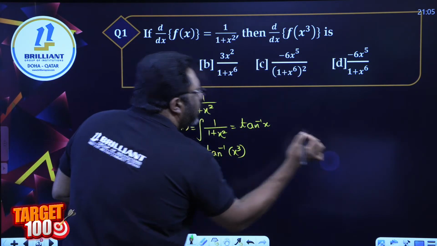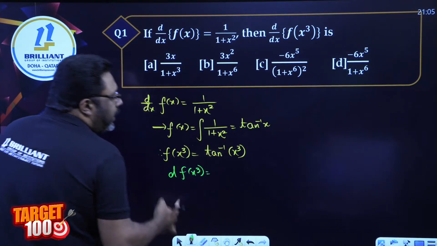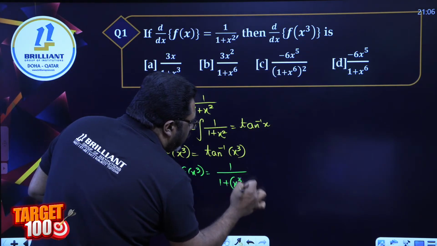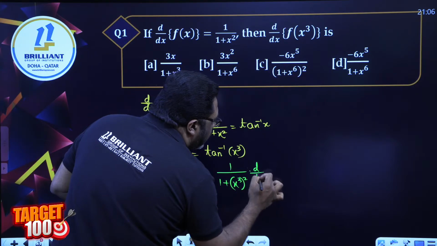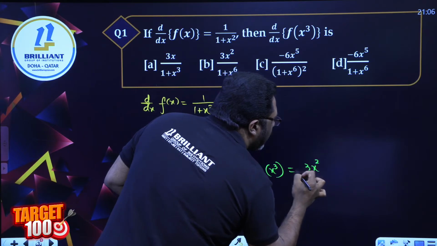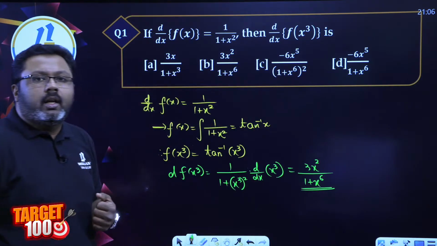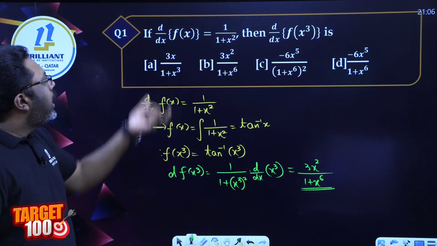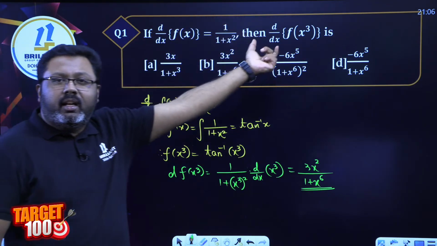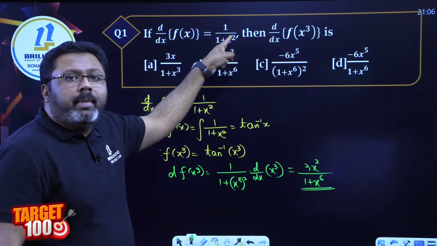Now I want to find the derivative of f of x cube. So the derivative of tan inverse x cube is 1 by 1 plus x cube squared into the derivative of x cube. The final answer: 3x squared by 1 plus x raised to 6. Once again, the idea for this question is, I needed to know what was f of x, so I applied the idea of antiderivative. The antiderivative is the integral of 1 by 1 plus x squared.